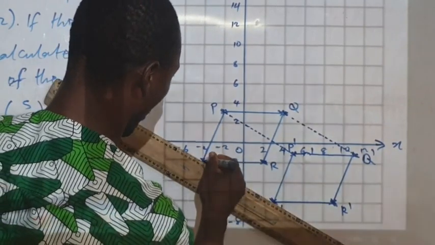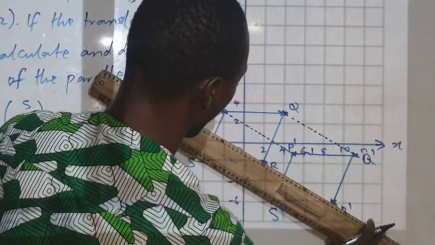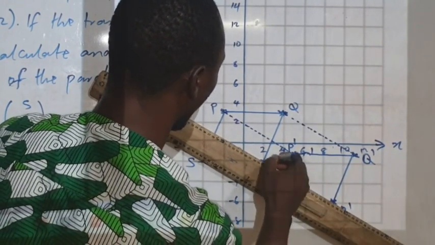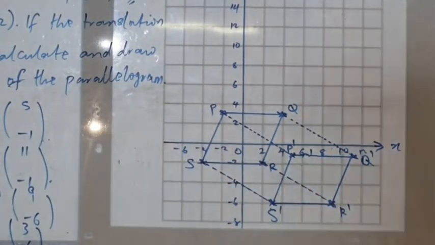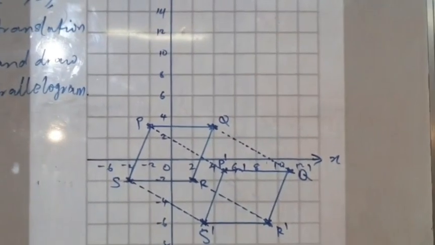So you can see the figure has changed position. Initially the figure is at P, Q, R, S. Then we shifted it to P prime, Q prime, R prime, and S prime. So that is the translation.